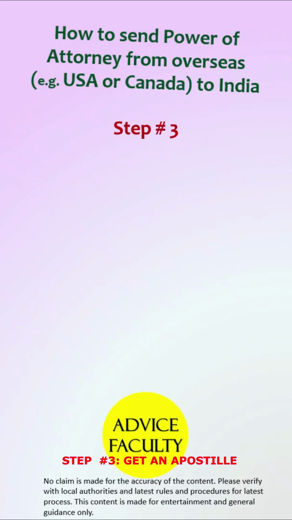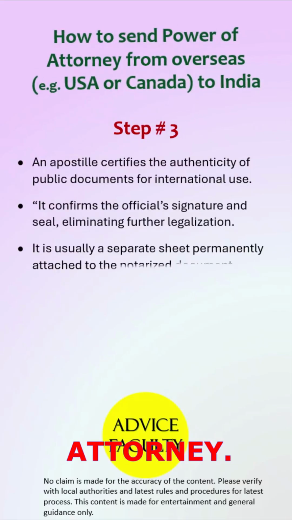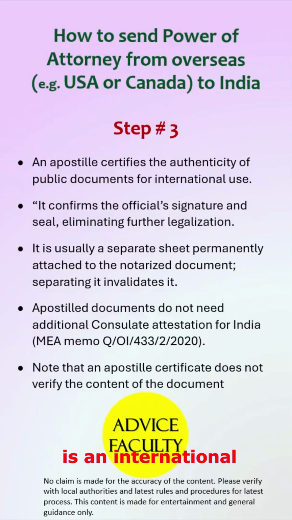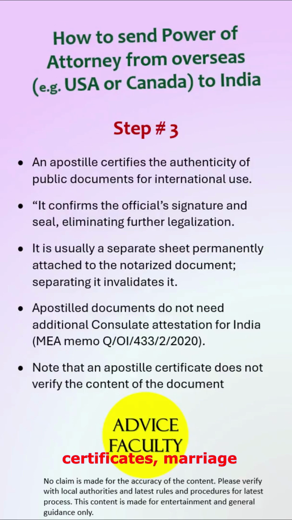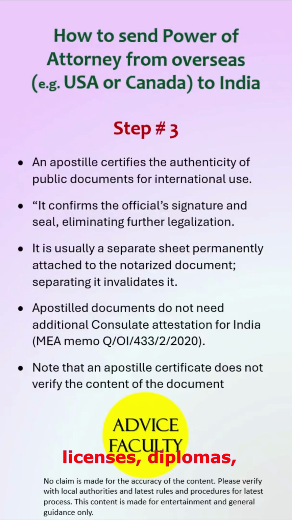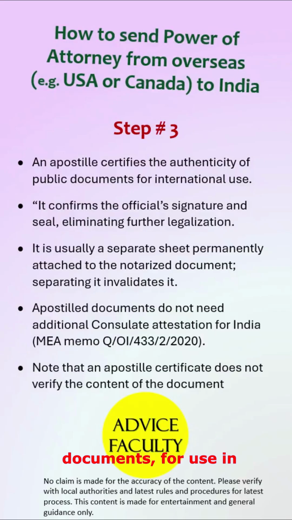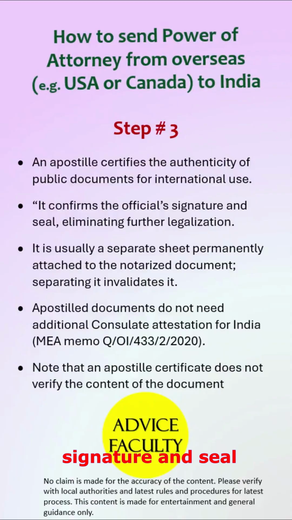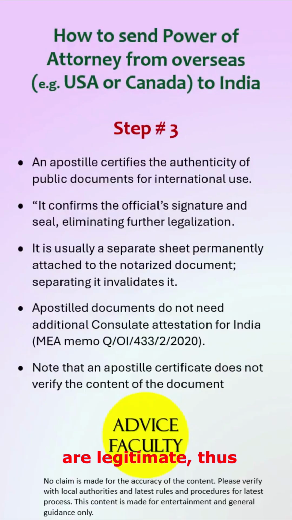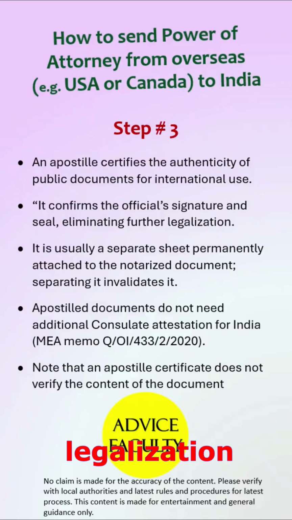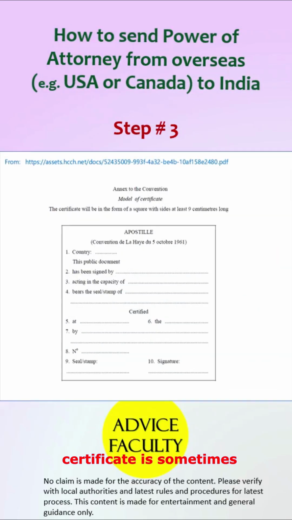Step 3. Get an apostille certificate for your power of attorney. An apostille certificate is an international certification that authenticates the origin of a public document such as birth certificates, marriage licenses, diplomas, power of attorney documents, for use in another country. It confirms that the signature and seal of the issuing official are legitimate, thus simplifying, or removing, the need for further, more complex legalization. While an apostille certificate is sometimes called an apostille stamp, it is almost always a separate piece of paper, which is then physically attached to your original notarized power of attorney.